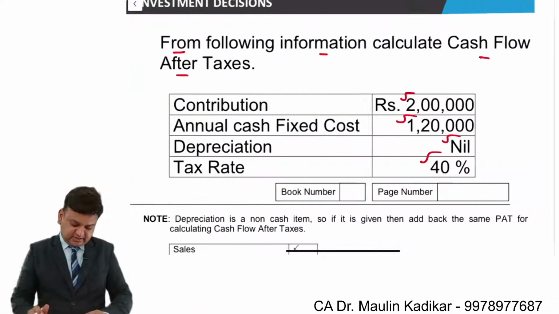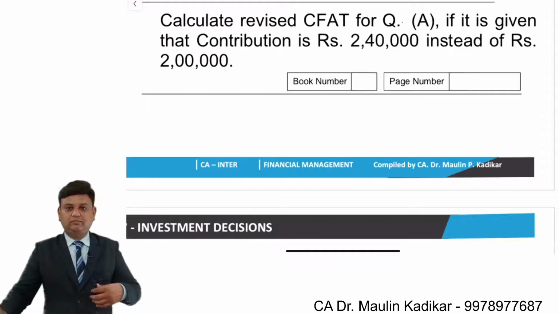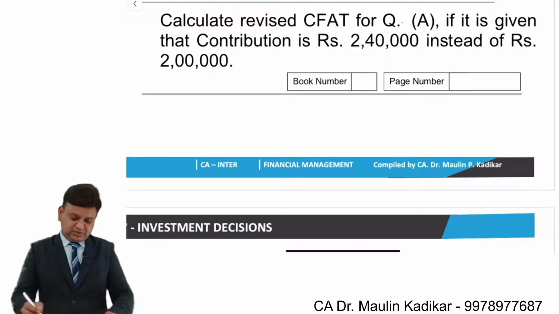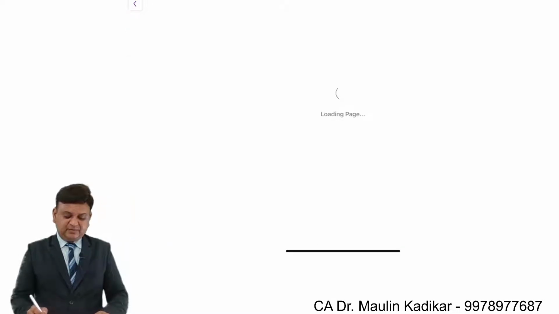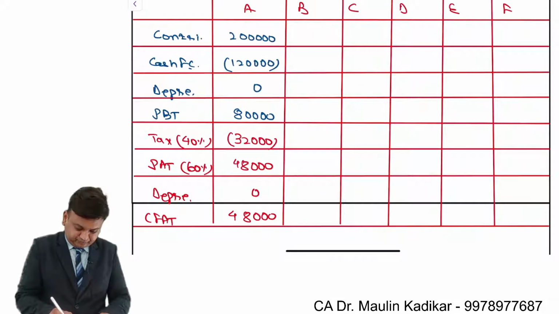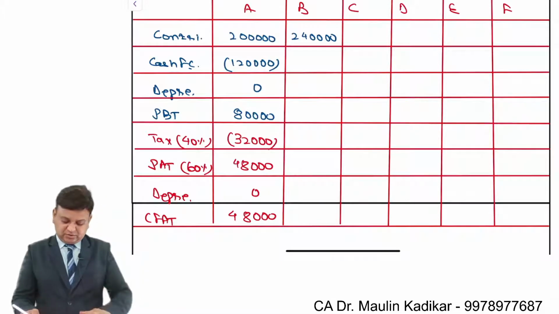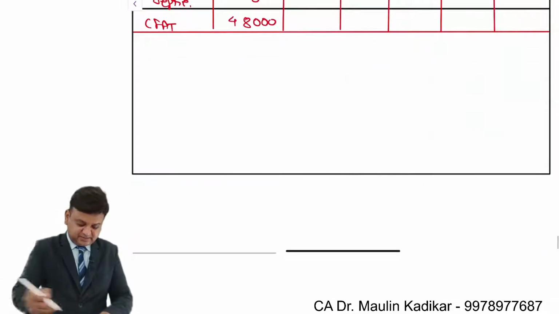Now in the subsequent question, the question says like this. Calculate the revised CFAT for the above question if it is given that the contribution is 2,40,000 instead of 2 lakhs. Everybody is requested to pay attention properly. This is 2,40,000. So that is an increase in the contribution by 40,000.